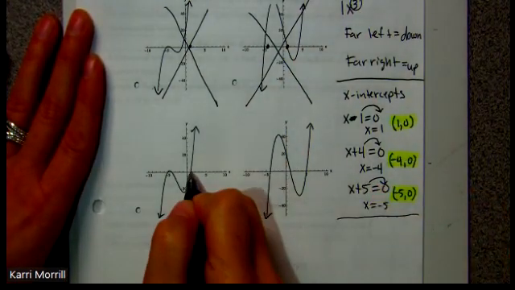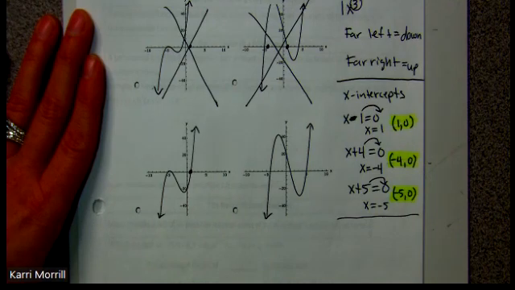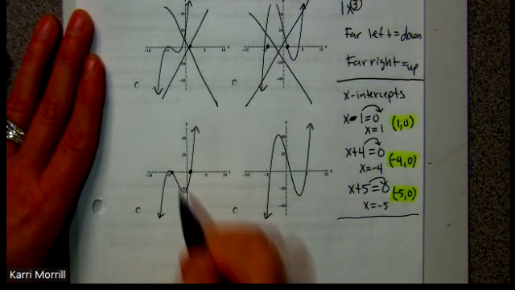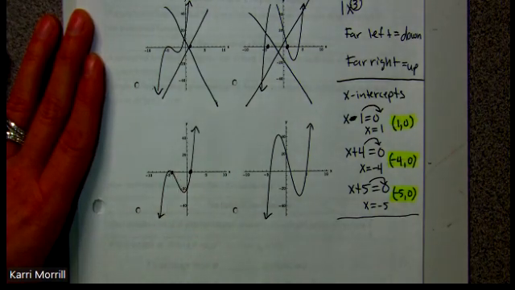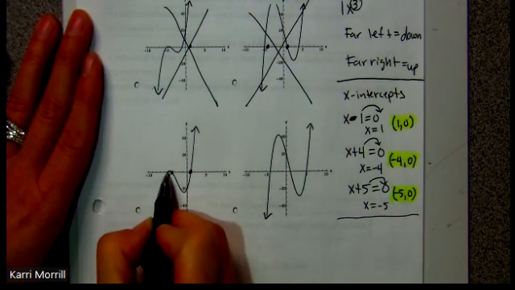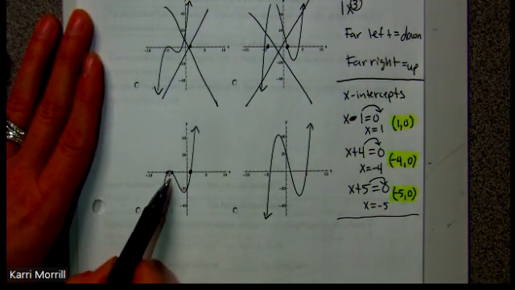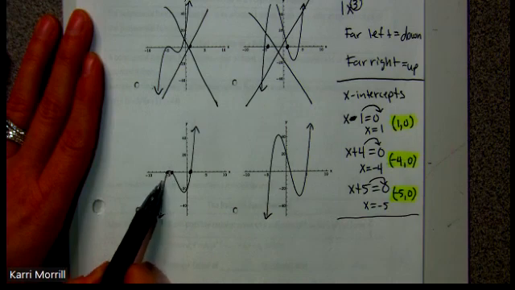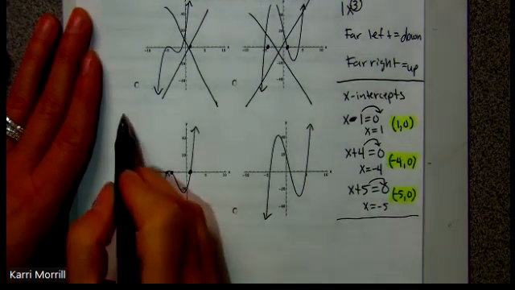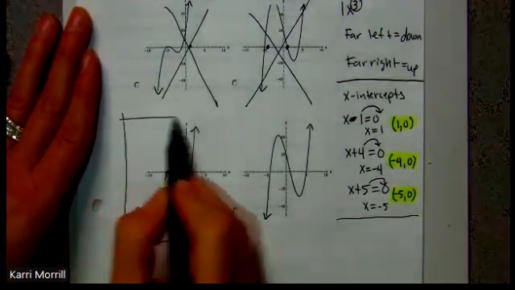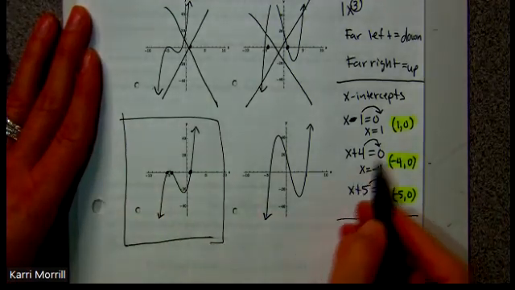Start again. (1, 0) is here. (-4, 0) is right here. Looks like it's crossing there. And then (-5, 0) is also right there. So you see how it's kind of doing a little loop above and down. So it's probably this graph, but just double check the 4th graph to be sure.